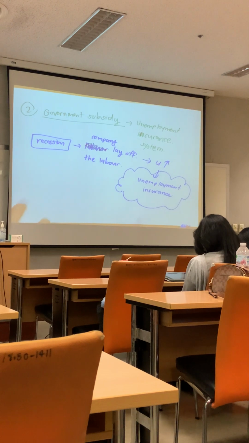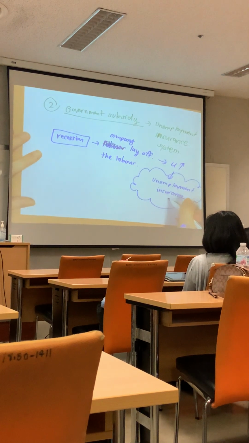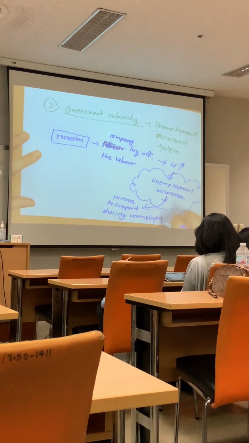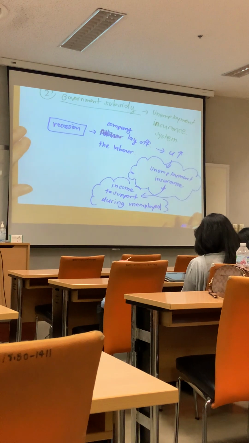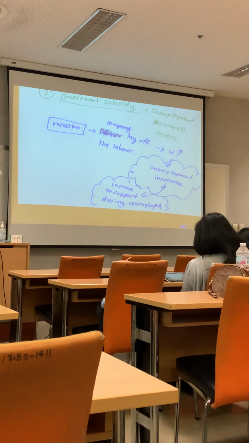Because you have these systems of unemployment insurance. When you are unemployed, what this system does is give you money. So I can say they give you an income to support you during unemployment. So it looks like even in a recession, you still get an income.